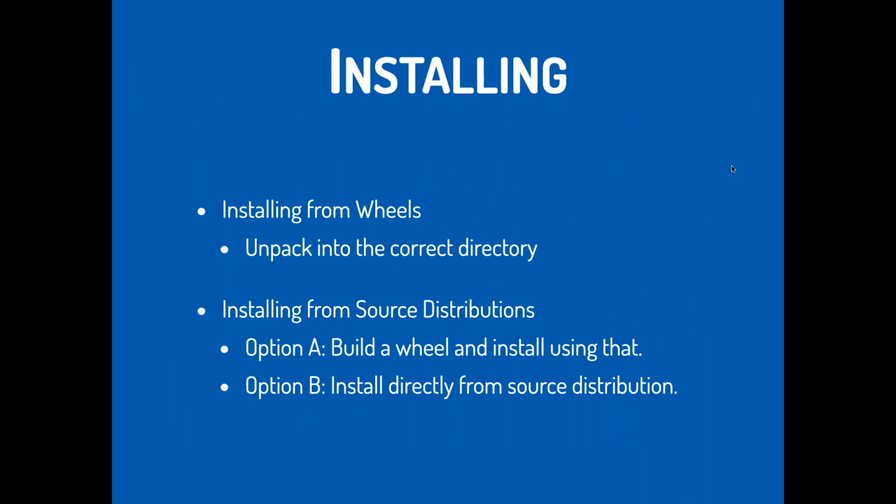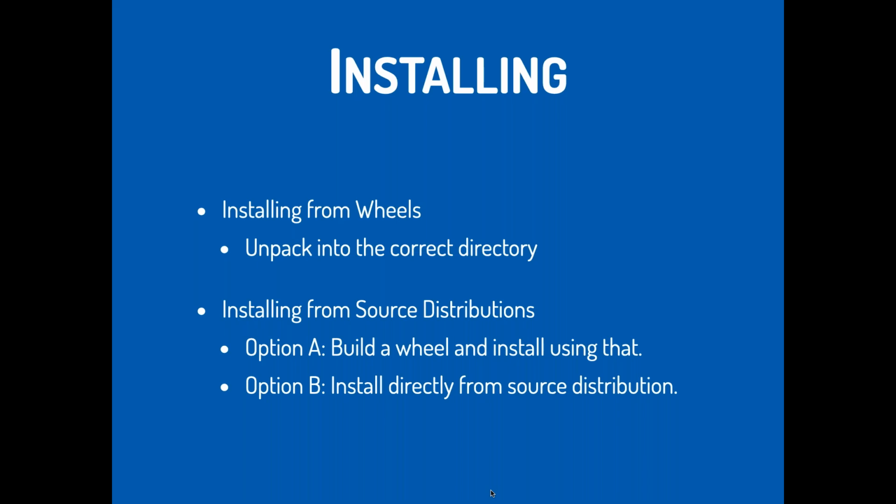When you have a wheel, because it's a built distribution, you just have to unpack it to the correct directory, and well, everything works. And if you have a source distribution, though, you need to do a lot more work. You have two ways to do this. One is you can build a wheel and install using that, because we know how to install from a wheel, or you can install directly from a source distribution.